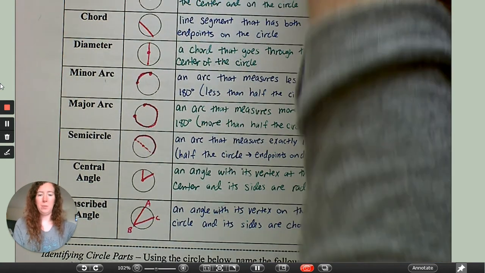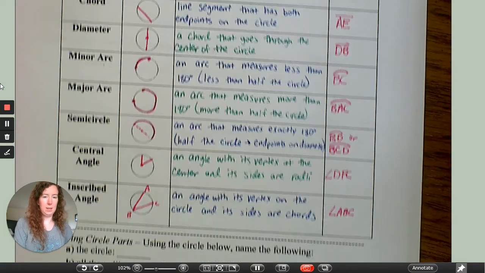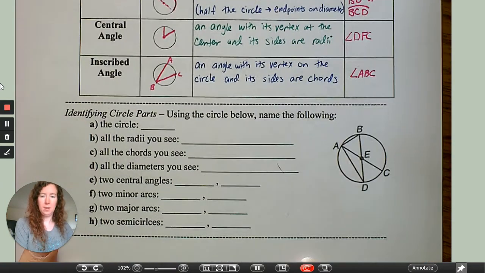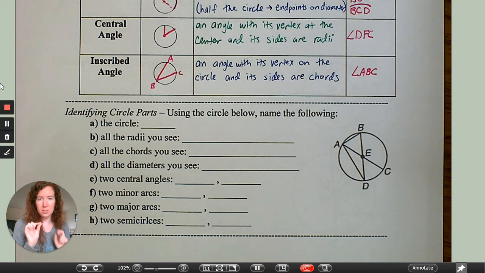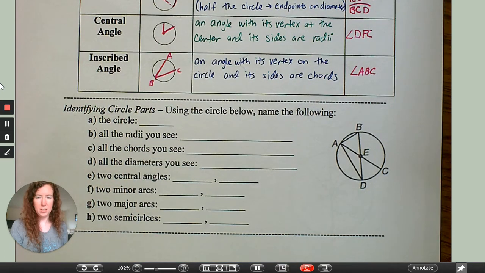Down below, there's an example, and I want you to literally pause this video right now and see if you can answer A through H right now, naming all the stuff that you can see, and then we can go through it together. So literally press pause, and then we'll go through it together.